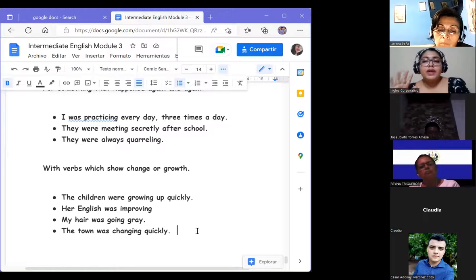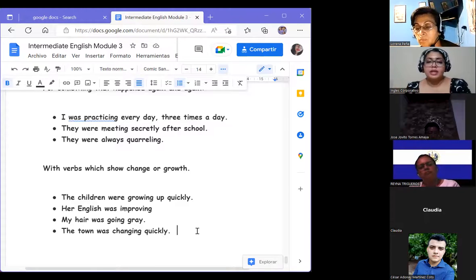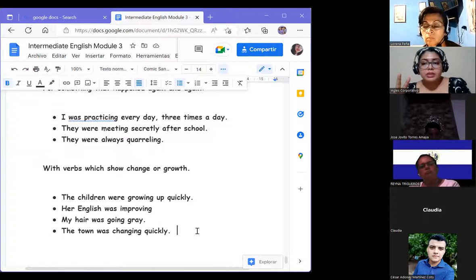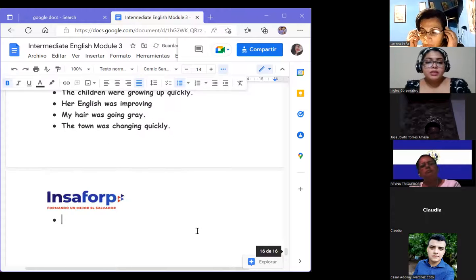Then, when you have the five sentences, you are going to write the sentences in the past, and I will make a list of the sentences that you are creating. Vamos a crear cinco oraciones con los dos tiempos que hemos visto, y luego vamos a hacer una lista de oraciones que ustedes han creado. So, I will give you time to write your sentences.